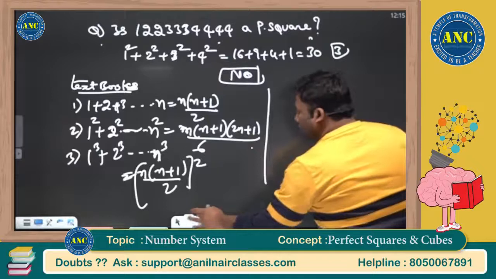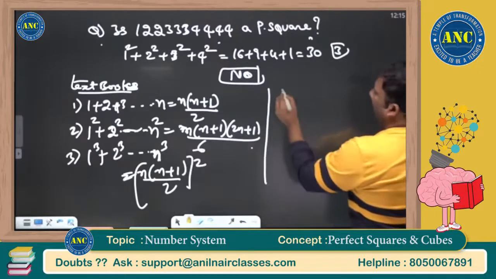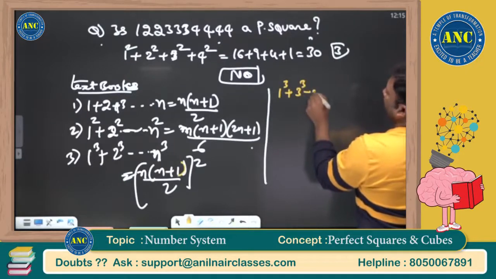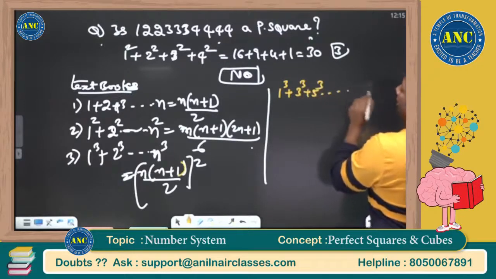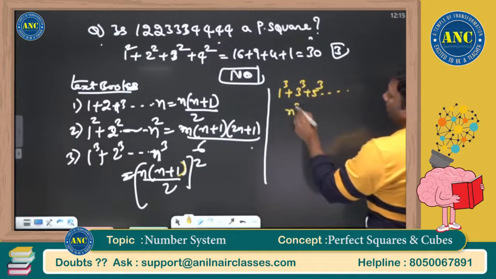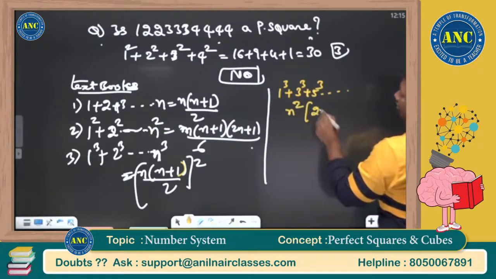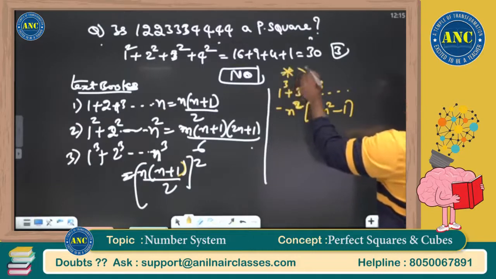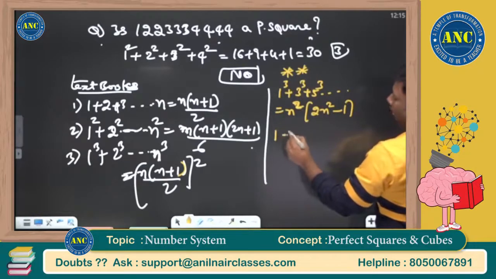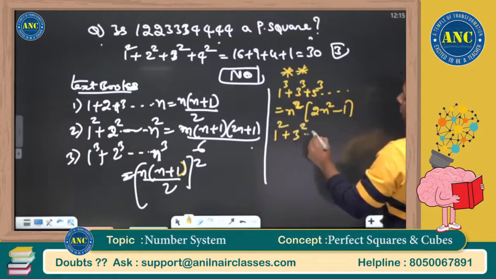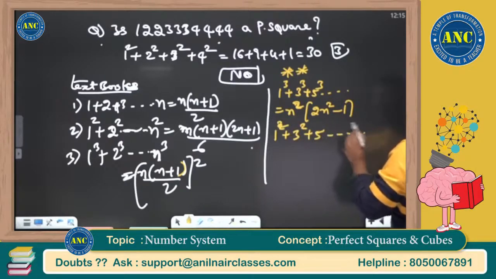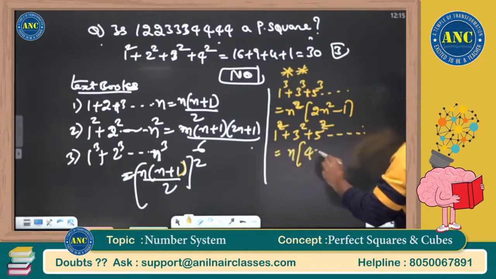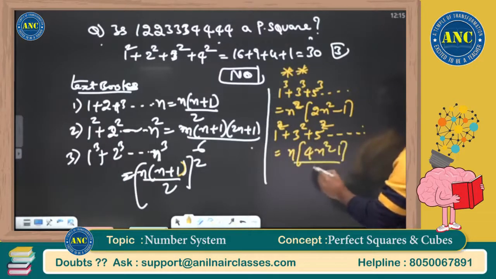Please make a note of the remaining 2. These 2 are very, very important. Sum of the cubes of the odd numbers: 1 cube plus 3 cube plus 5 cube. It is nothing but n square into 2n square minus 1. Very, very important. Please make a note of it. Sum of the squares of the odd numbers: 1 square plus 3 square plus 5 square. It is given by n into 4n square minus 1 by 3.